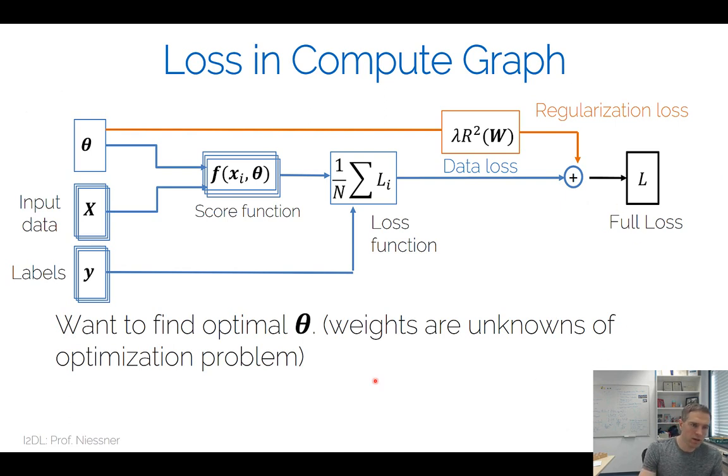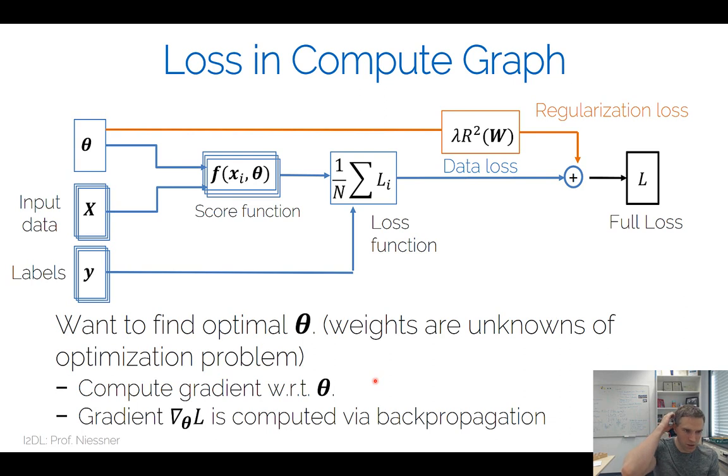So we have a compute graph. We do our same thing. We compute the gradient with respect to theta. We apply SGD via back, well, we have, sorry.